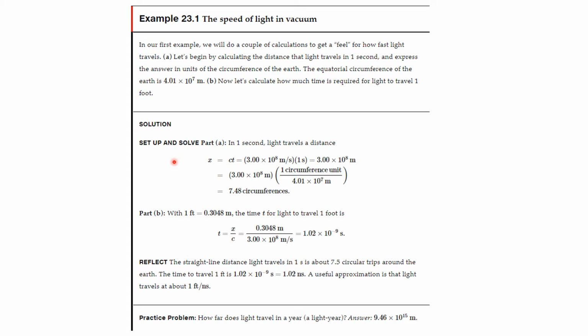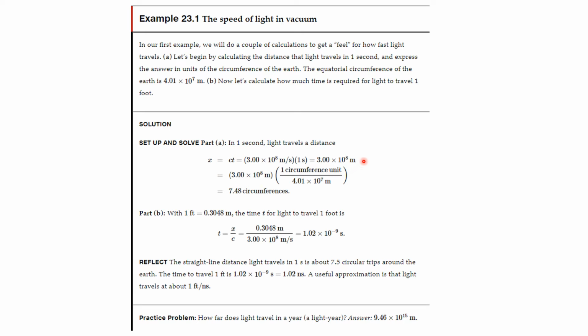And let's solve this problem. Okay, so distance is equal to velocity times time, and we're taking that to be c times t. And we're talking about the speed of light in a vacuum. So c is 3.00 times 10 to the 8th meters per second times 1 second, and that is 3.00 times 10 to the 8th meters, how far it travels in 1 second.